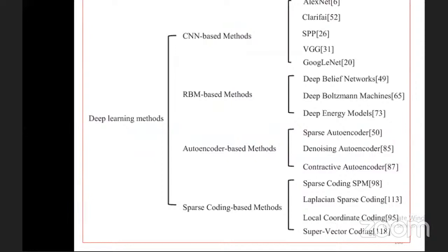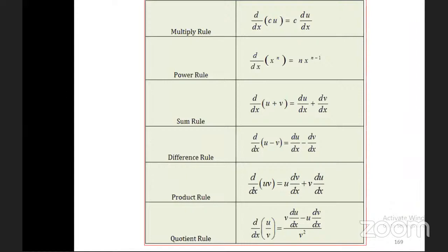Deep learning methods are classified into 4 types. In CNN, we are using the VGG model. I have used the VGG model, ResNet, and GoogleNet for my research work. In RBM based methods, we are using deep belief networks, deep Boltzmann machines, and deep energy models. In autoencoder based methods, we are using sparse encoder, denoising encoder, etc. These are the formulas. These are the top 10 algorithms I have used for my research.